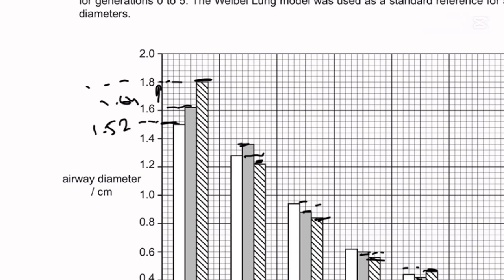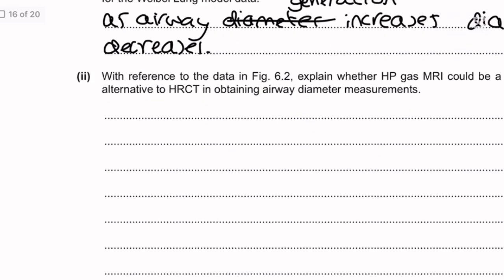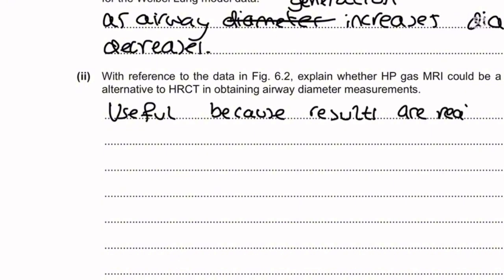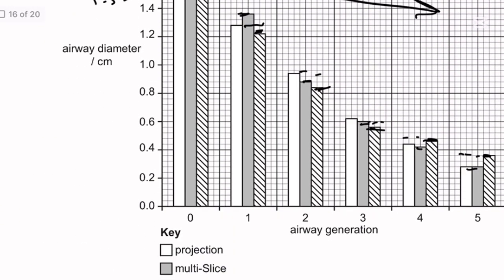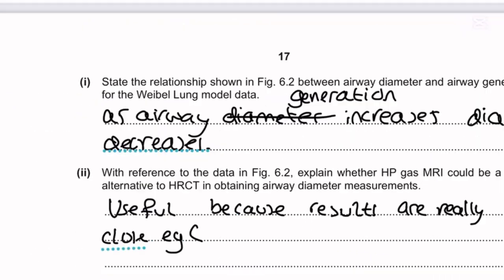You can see here that the difference is not that big, and since it's a 3-mark question, you can just use one data point. But the whole idea is that, in general, when you increase the airway generation, you are decreasing the diameter, and that's the most important part. You're not using harmful radiation, and so I think it is useful. So let's write that down. Here you can mention an example. For example, for the multi-slice, it is only 1.64.